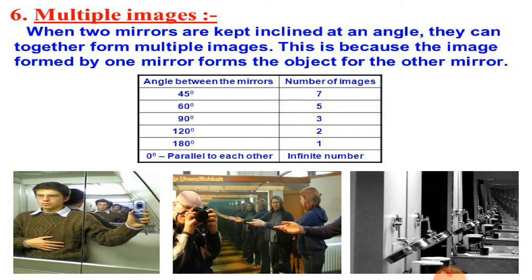And if the angle is 0, meaning both mirrors are parallel to each other, then an infinite number of images are formed. Sometimes the question may be asked when an infinite number of images are formed. So your answer is when both the mirrors are at 0 degrees or parallel to each other. In that case, an infinite number of images are formed. So this is about multiple images.